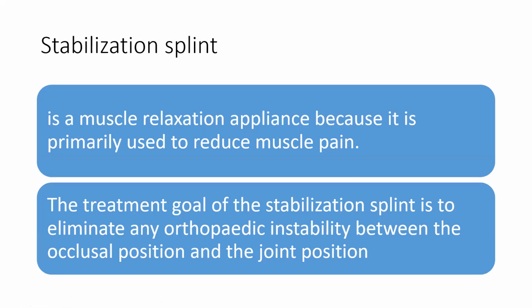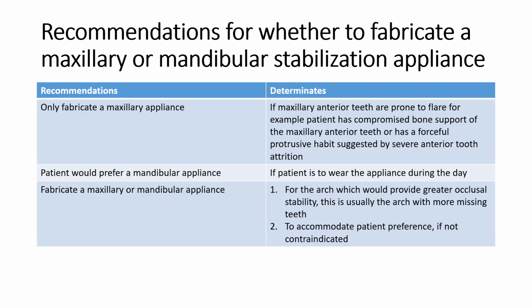The stabilization appliance is a muscle relaxation appliance, because it mainly helps to reduce muscle pain. The goal of this stabilization splint is to eliminate any orthopedic instability between the occlusal position and the joint position. The stabilization splint can be fabricated either on the maxillary or the mandibular arch.